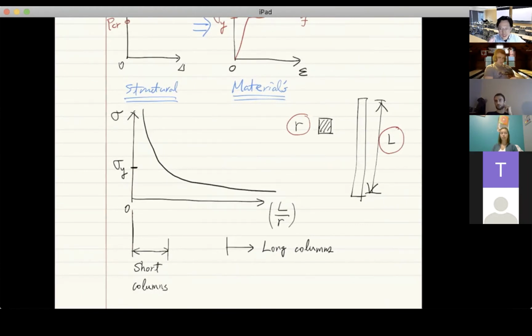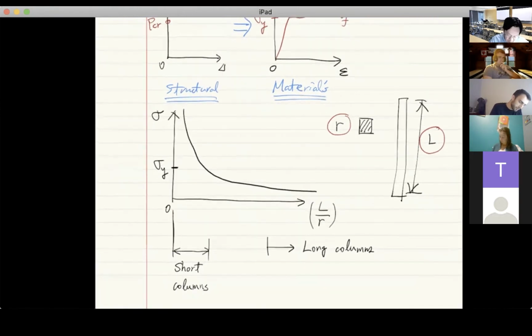When the column becomes very, very short, the failure of the columns usually is dominated by yielding, not buckling, which makes sense, right? Think about that, you have a very short column and the buckling stress is going to be very, very high, but it's not going to buckle, it's going to yield first. On the other hand, when the column becomes very long, you will not yield, you will actually buckle first. So this is something that you need to keep in mind, depending on the type of column that you're dealing with.